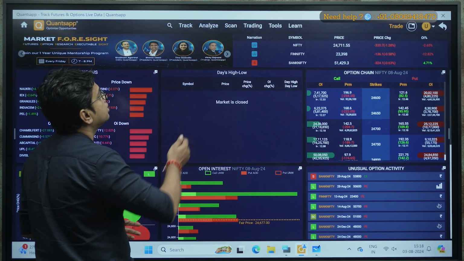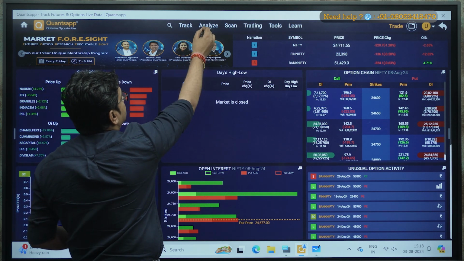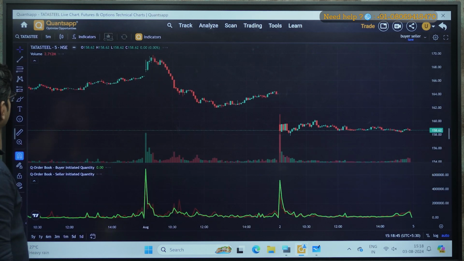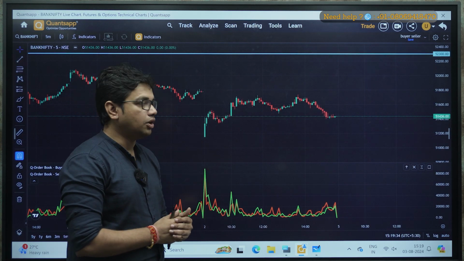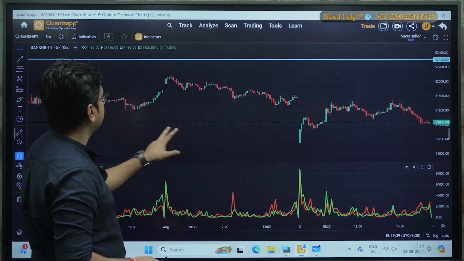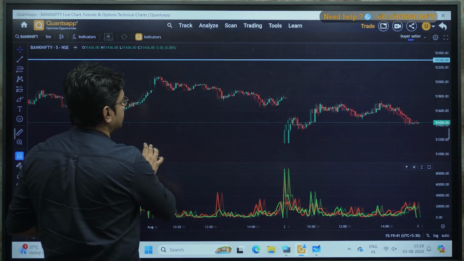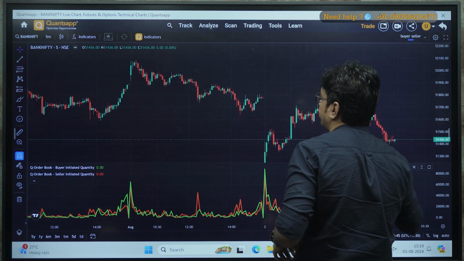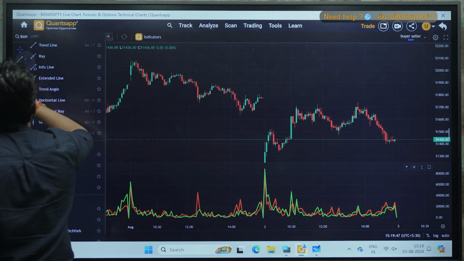So here in the concept application, I'll go to analyze, then select chart order and trade. This is the Bank Nifty chart. Now just see how I am marking the lowest and highest point of yesterday. I'll draw the lines here, you can see.